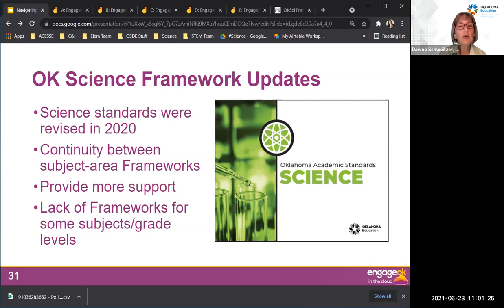We also noted that there was a lack of frameworks for some subjects and grade levels, and those were primarily at the secondary level, but you have already noted that we did add standards or performance expectations for pre-K, and we are adding frameworks for that as well, but also for environmental science, earth and space, and also for physics if you've been waiting for that to appear. So you will see those as well.